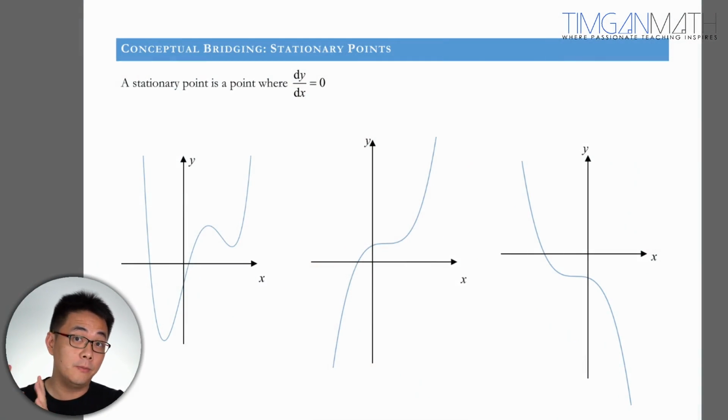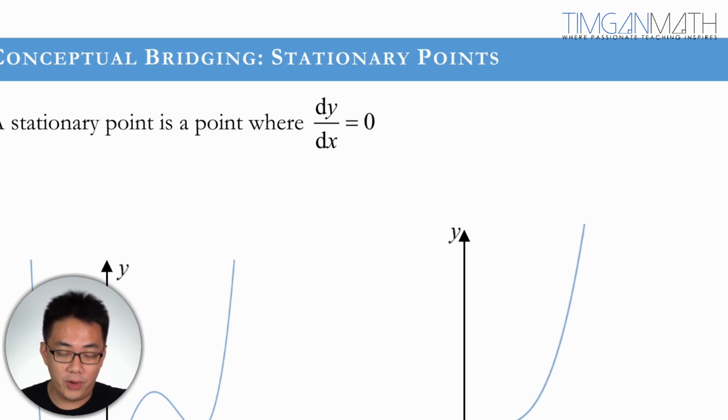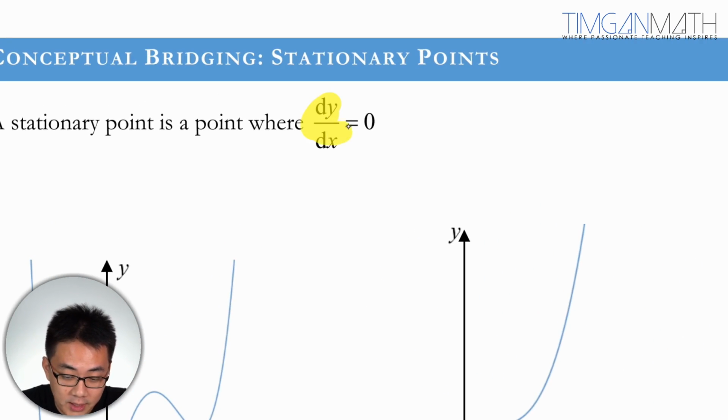Hi students, now that we have already learned the function of derivative as a gradient of a function, let's see how we can actually apply it to a very important concept here, which is called the stationary point. Stationary point is essentially the point where the gradient is zero, or rather dy/dx is zero.